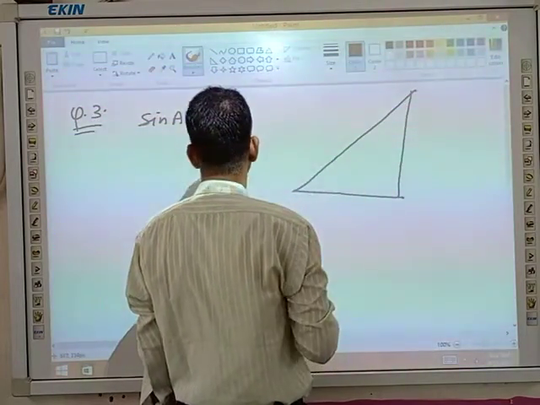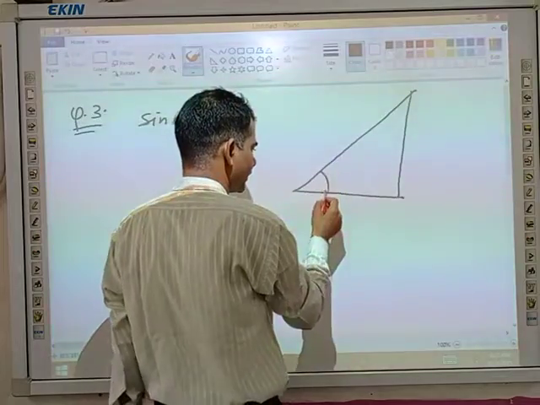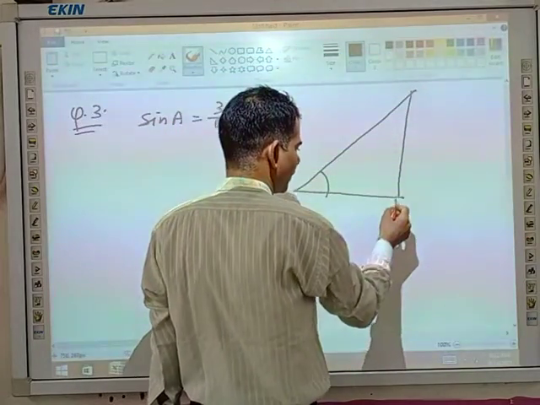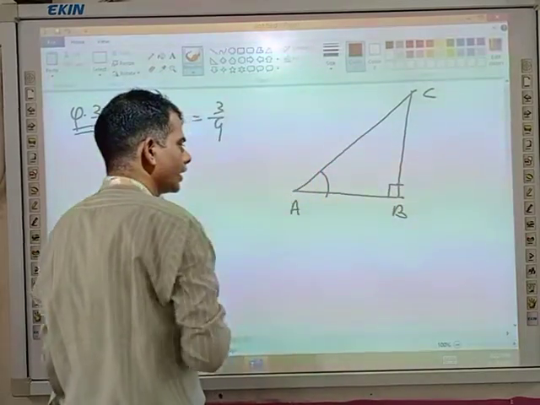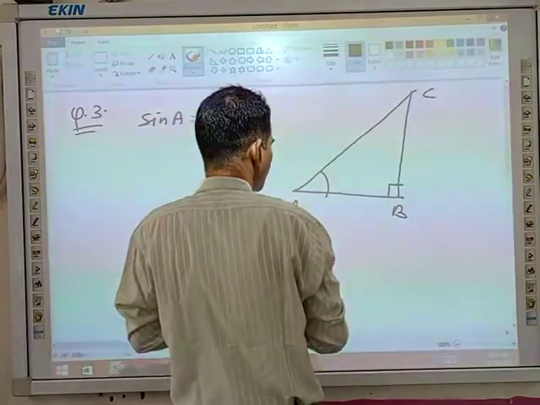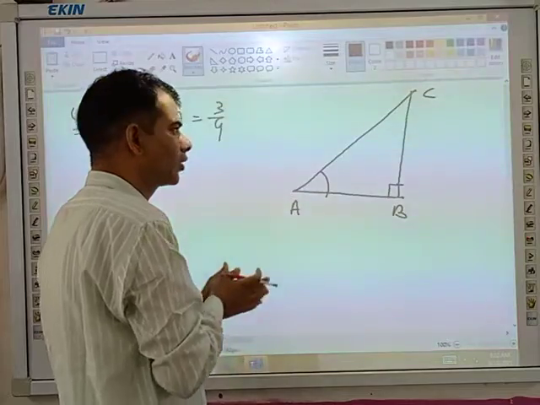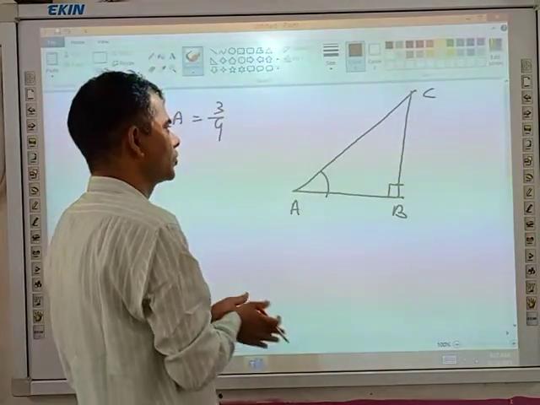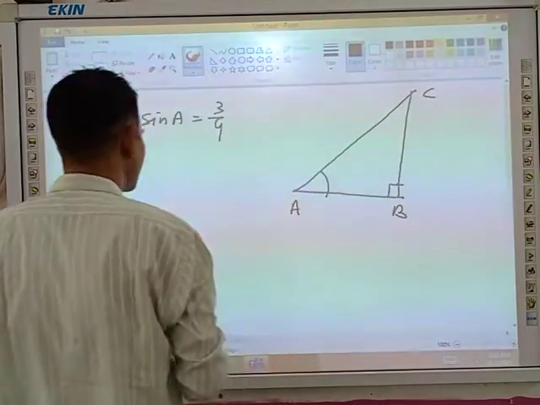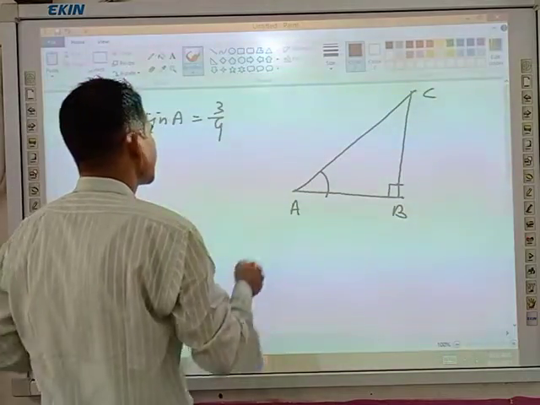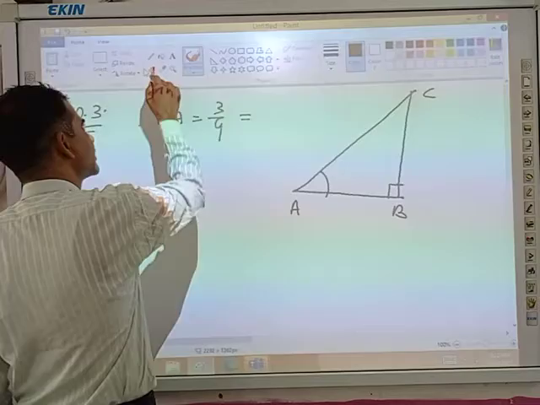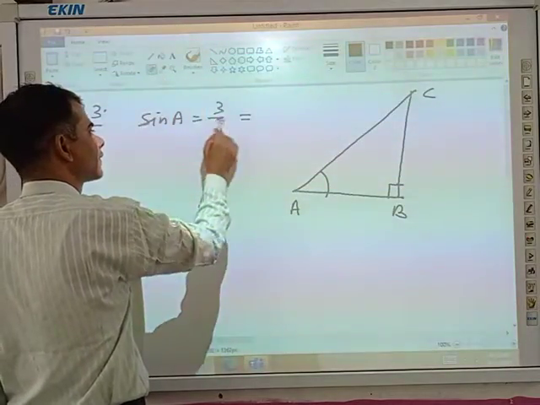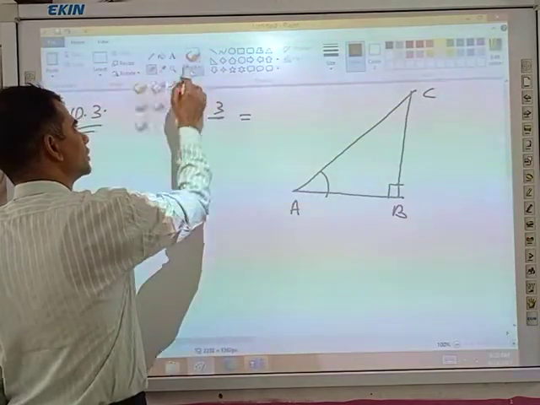The angle is A, and the triangle is ABC. If the angle is A, your base will be AB, perpendicular will be BC and hypotenuse will be AC. Sin A, as you know, is 3 by 4.